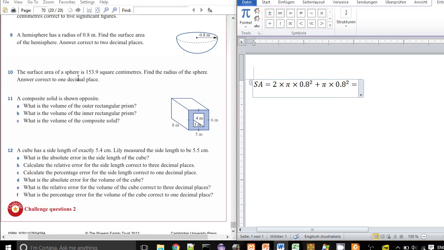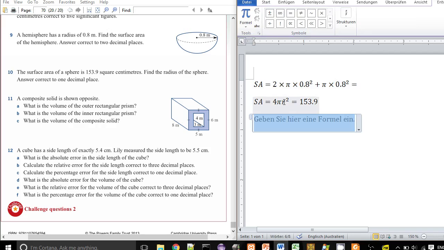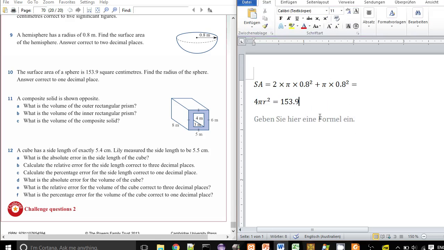Okay, surface area of a sphere. This one we have to work backwards. So for a sphere, it's 4 pi r squared. Okay, and in this case they told us that it's 153.9 square centimeters. So I need to make r the subject. So ignore this part. In fact, we can just get rid of that. How do I get r by itself? So I need to get rid of 4 pi. So I can divide by that.